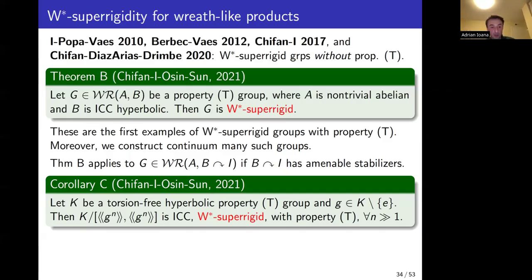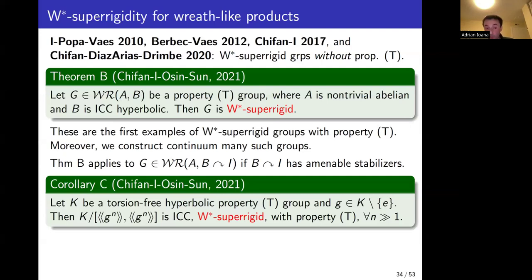So start with K to be any torsion-free property T group. And you remember here I can take K to be one of these random groups of Gromov, and take g to be any non-trivial element of K. So then K admits the following W star superrigid quotients. So take the quotient of K by the commutator subgroup of the normal closure of g to the n. So you take the normal closure of g to the n in K.